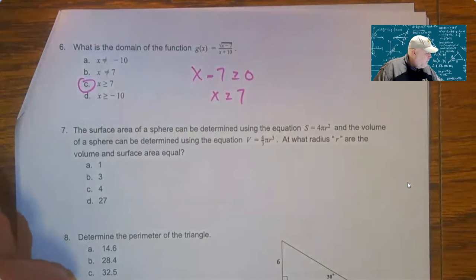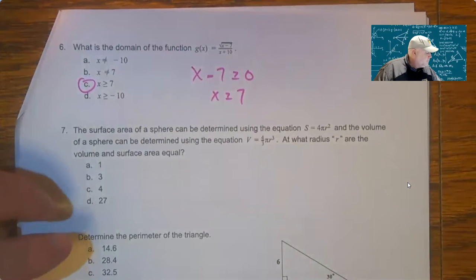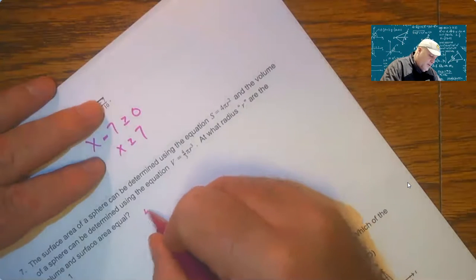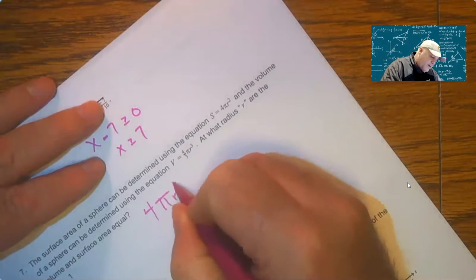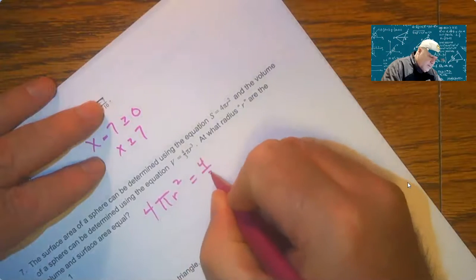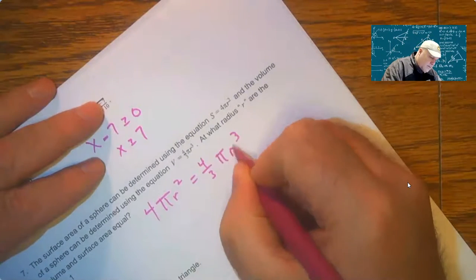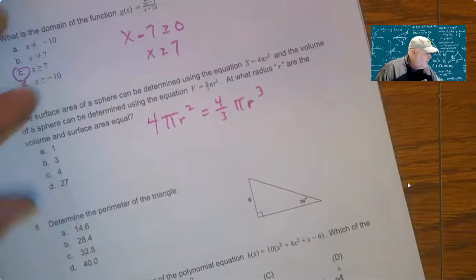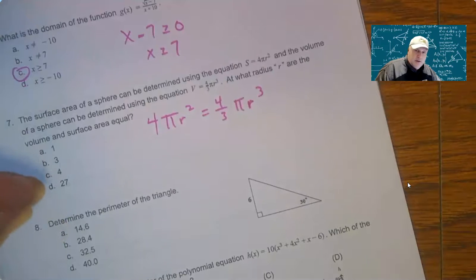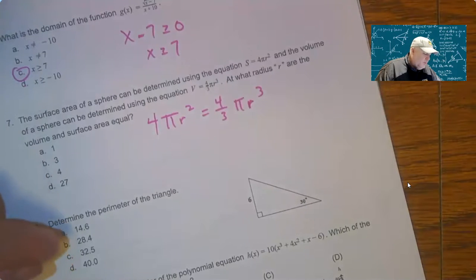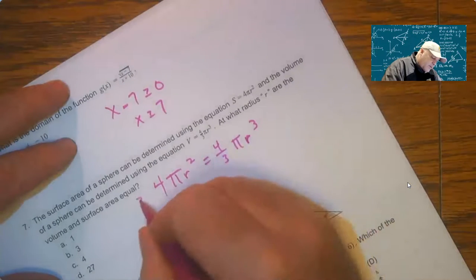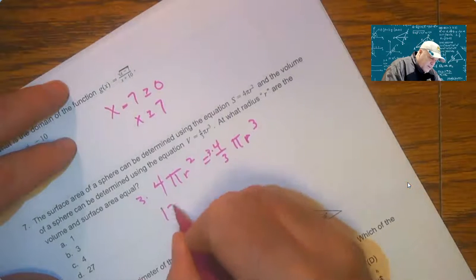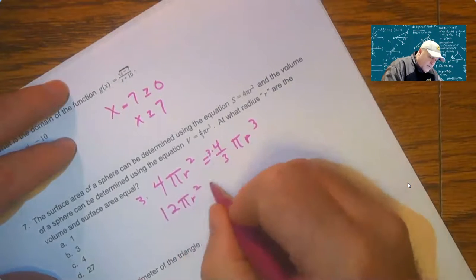So we want to set equal to each other these two, and then solve for r. Oh, interesting. So that makes this a little crazy. So yes, you want to multiply by 3 on both sides to get rid of all fractions.